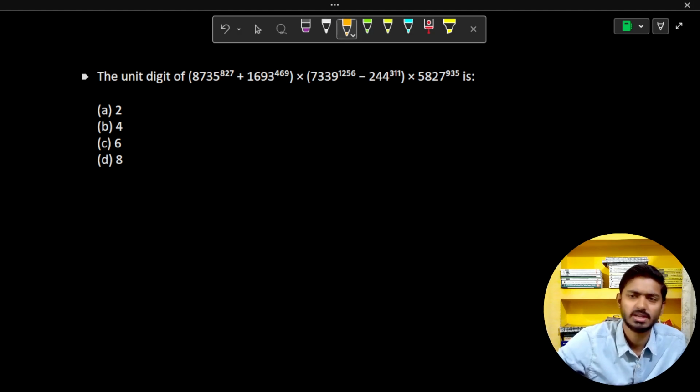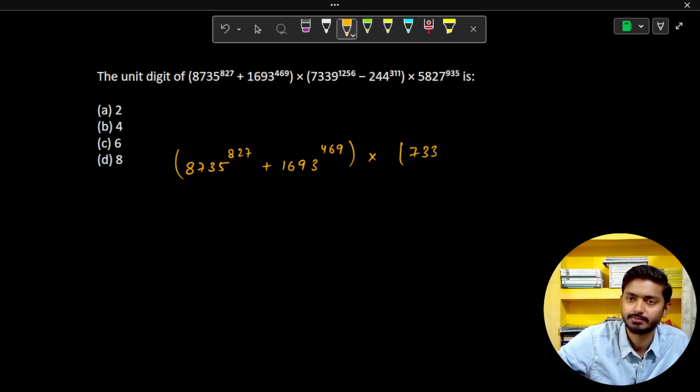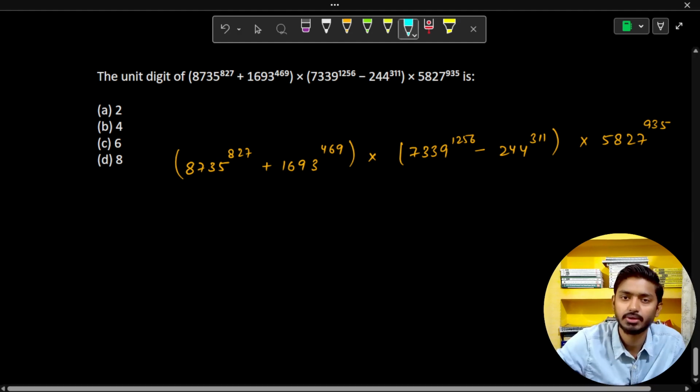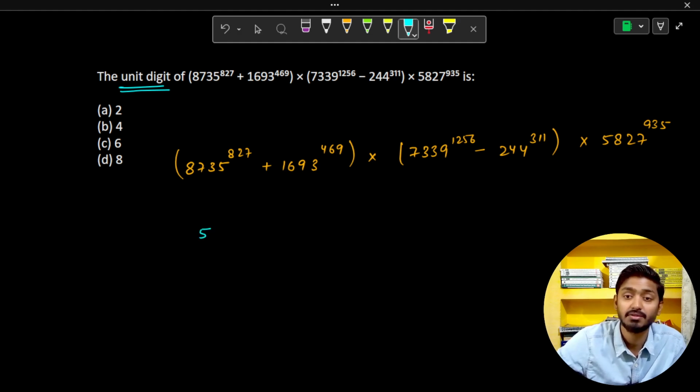Okay, now this question. Again, this looks complex. It is not. Let me write the question for you so it becomes a little bit more clear. All right. We are just going to take unit digits because they have anyway asked about the unit digit. We'll take the unit digit, which is 5. And if you remember, 5 always gives 5, no matter what the power is. So we'll just write 5 over here.